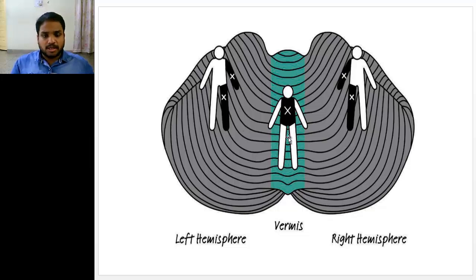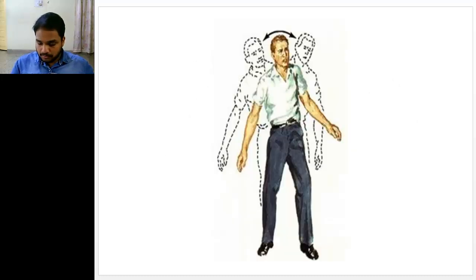So what would be the finding if there is a lesion in the vermis? In case of a lesion in the vermis, there would be truncal ataxia. What is it? The patient would involuntarily move their body back and forth. Why? Because they are constantly trying to stabilize themselves about their center of gravity, right? The balance is lost. So there would be truncal ataxia when the vermis is involved, right?